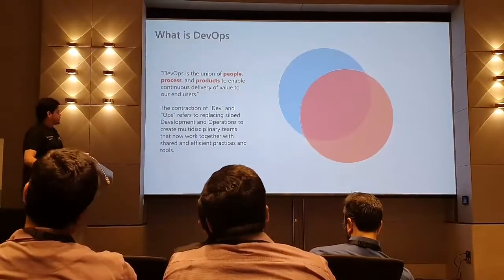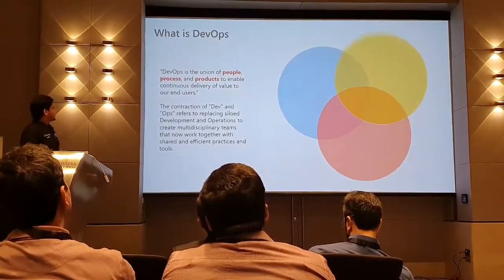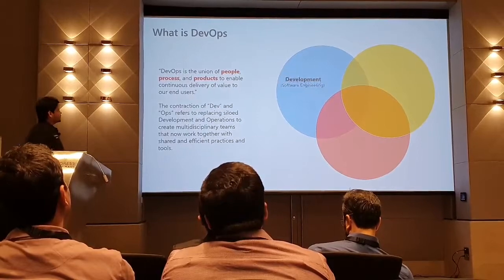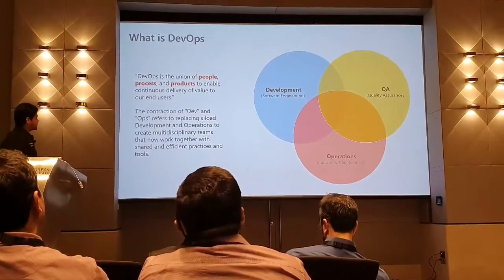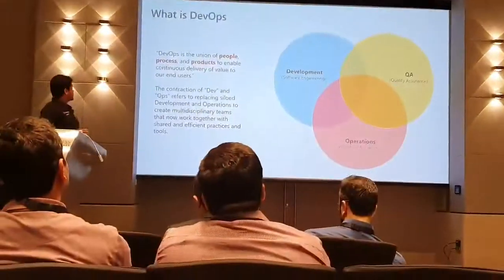This is the main aim of DevOps: it creates a collaboration between your development team, your quality assurance teams, and the operations team. So there are three main focus areas of DevOps. First one is people, process, and products.